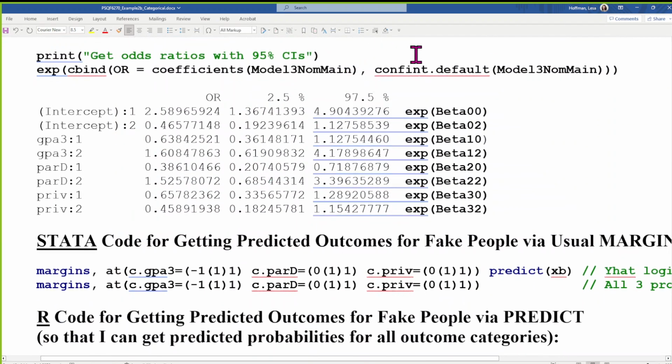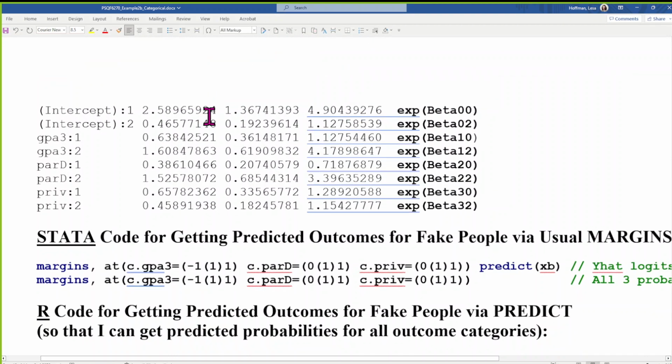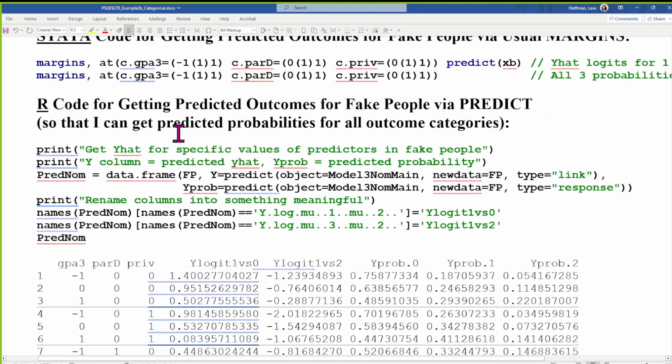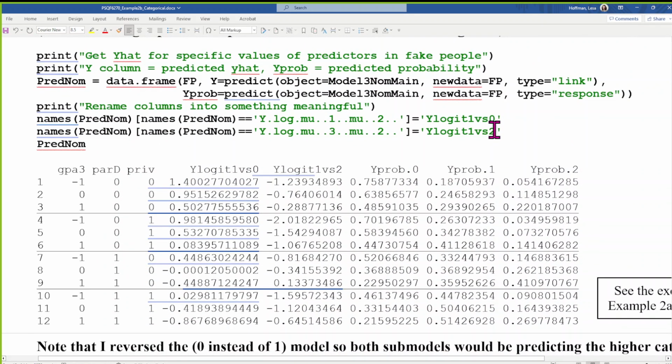All right, odds ratios, whatever you want to call it. Predicted outcomes. So Stata, you can do that with margins. Predict XB gives you the link metric. So in Logits, without it, it gives you probabilities. The same thing in R can be done with the predict function. So I'm using the same fake people that we introduced last time. Link is the Logit version, probability is the response version.